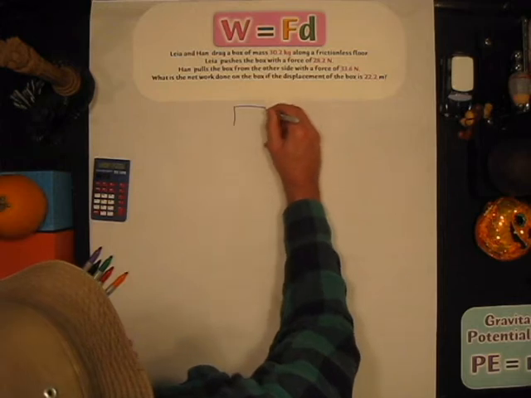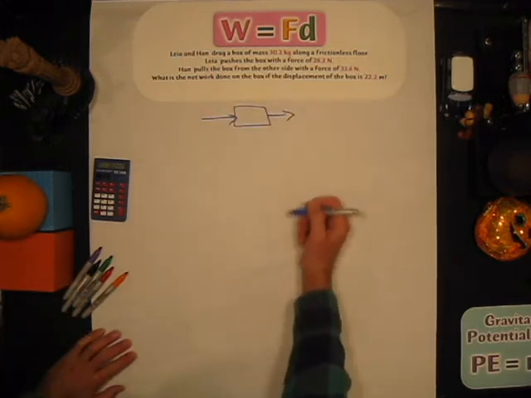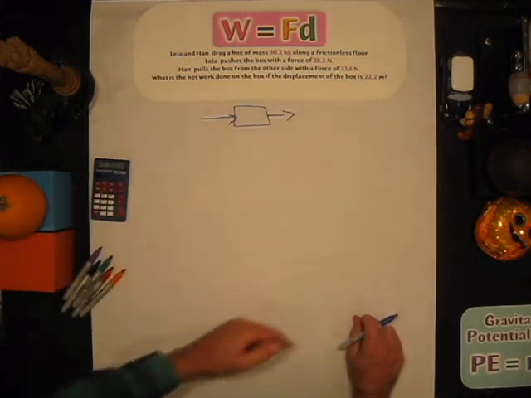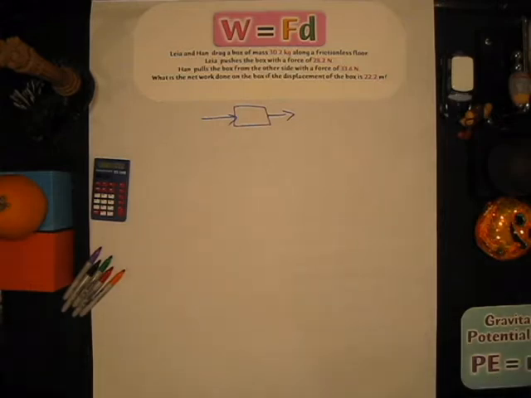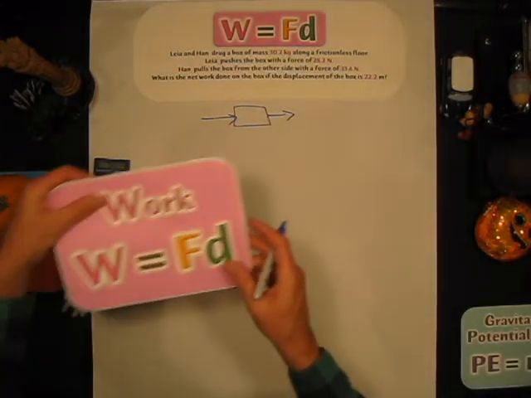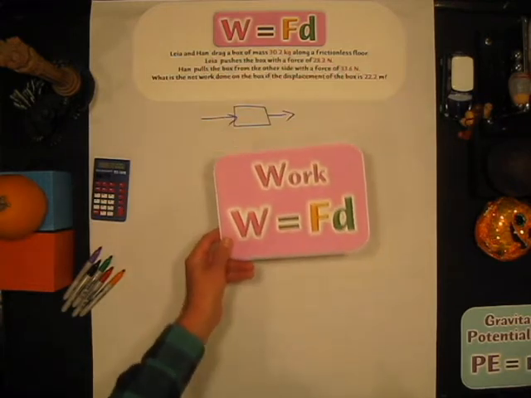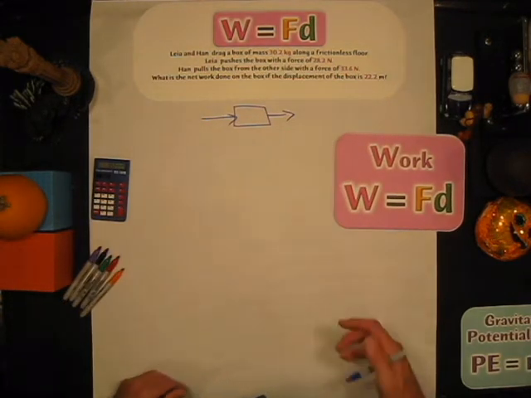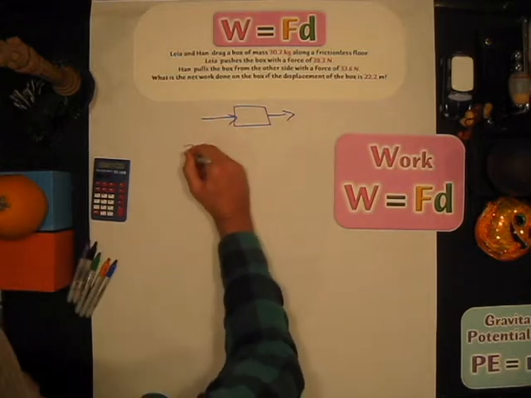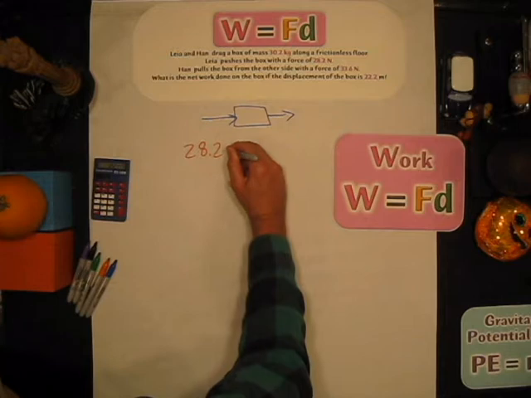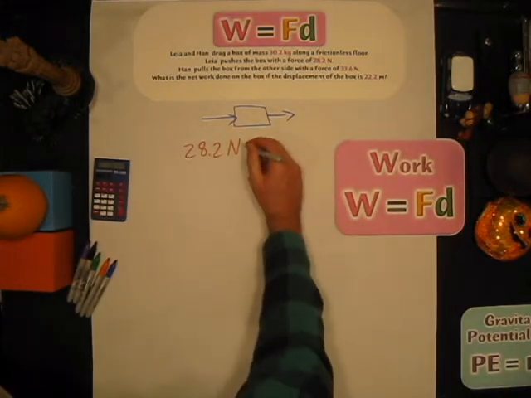Okay, so notice that there's a box, and Leia is pushing the box, and Han is pulling the box, so those forces are going in the same direction. So to get the force, if we were going to do work, we're going to use the regular work equation, the one that's right there, okay? We need to know the force first, right? Well, it's actually the combined forces, all right? So what are the forces? Well, there is 28.2 newtons, and let's just say that's positive direction. Let's just keep things positive.